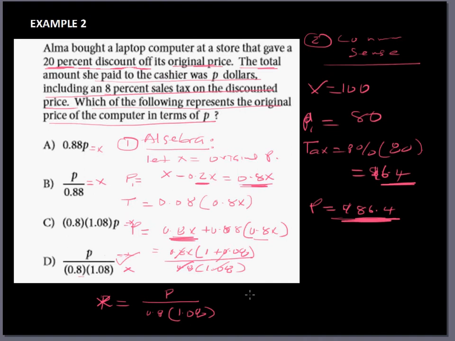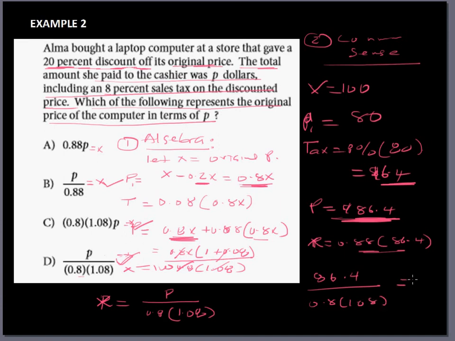I want you to go through this process and that process. When you plug in the numbers, you notice that P divided by 0.8 times 1.08 will be the one that is equal to 100. So when I plug in 86.4 divided by 0.8 times 1.08, I want you to go through the calculation. You note that this will give you $100. And therefore, that will be your answer choice.